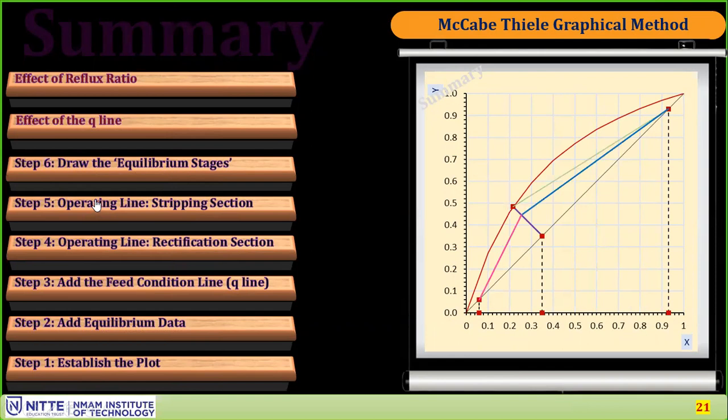Then we have drawn the stripping section. Then we have drawn the crisscross lines starting from XD up to XB. Also shown you how to use this particular crossover point to identify the feed position, number of plates, number of stages above that, number of stages below that. Don't forget the one stage for the reboiler.